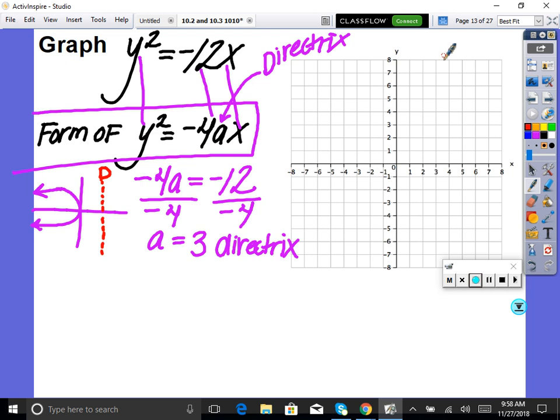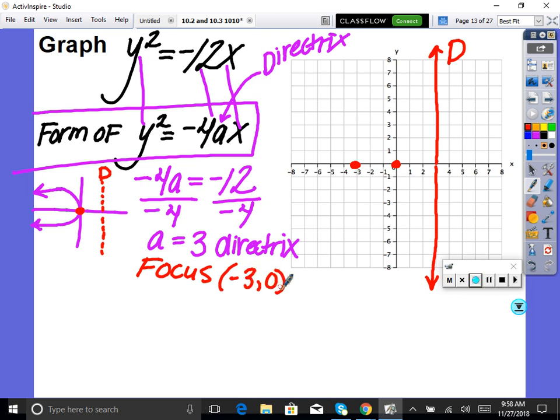We'll go over here and draw in our directrix. And just labeling your graph, you're going to say, this is my D for directrix. Now, we know that our vertex is at the origin. So if that's true, and this is at 3, what is our focus? Good. Our focus is at negative 3, 0. Do you agree? Because it's equidistant, everyone. So you write that out. Our focus is at negative 3, 0, and then label it focus.